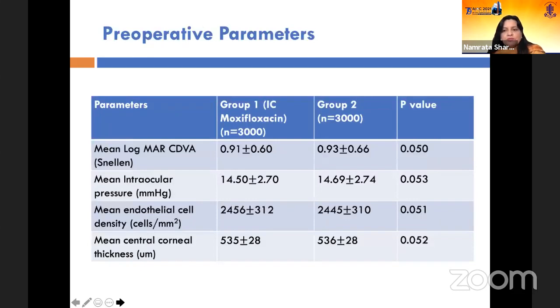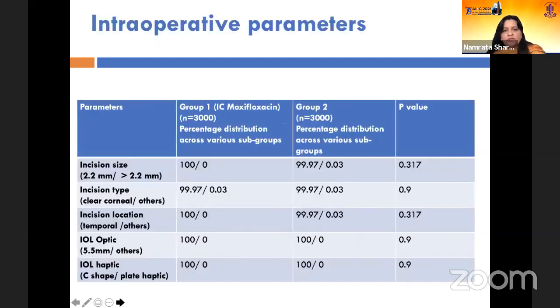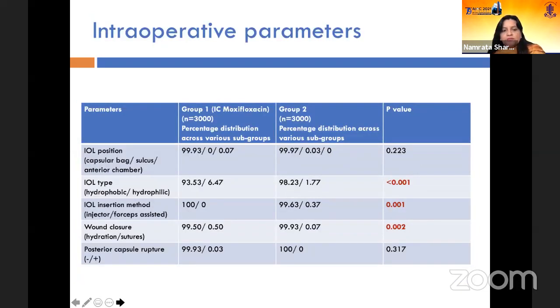The mean age of our patients in both the groups, the gender, and the type of cataract are well matched. The preoperative factors, in terms of visual acuity, intraocular pressure, endothelial cell density, and central corneal thickness, are also matched. And so are the various other parameters which may affect the outcome in terms of postoperative infection, that is the incision size, the incision type, the location, the IOL optic, and the IOL haptic. Now, if we look at our results in terms of posterior capsular rupture, our cohort is also well matched.